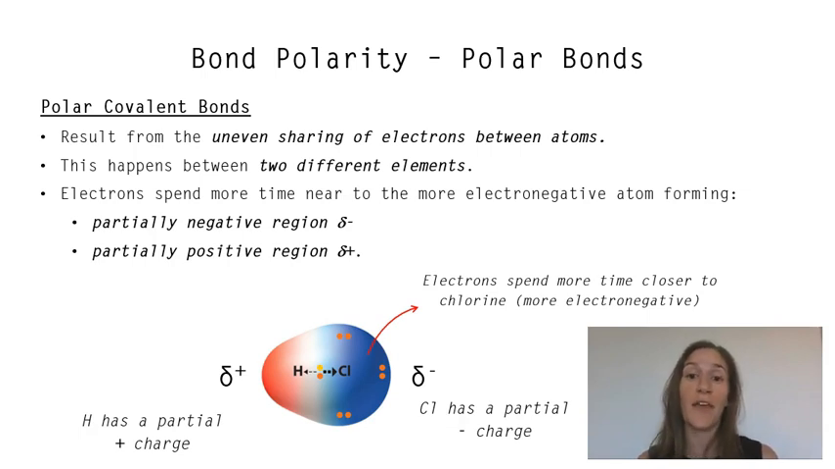Polar covalent bonds, on the other hand, result from the uneven sharing of electrons between atoms. This happens when you have two different elements that have different electronegativity values. The electrons spend more time closest to the more electronegative atom. In this case here, they spend more time closest to chlorine. This generates a partial negative charge on this side of the bond, and hydrogen, which has a lower electronegativity, forms a partial positive charge. Now note, these are not full charges, they're not ions, they're just indicating a partial charge, represented by the Greek symbol delta.